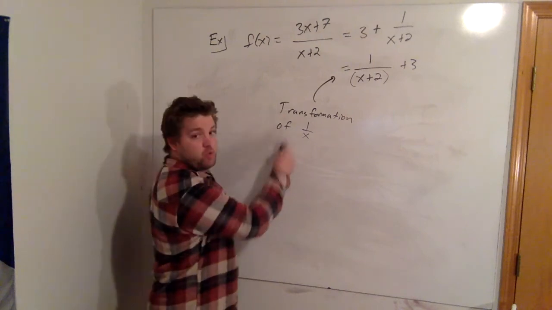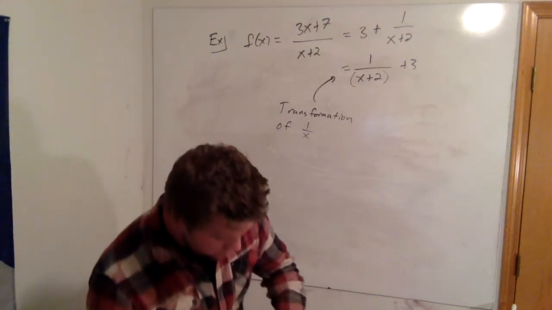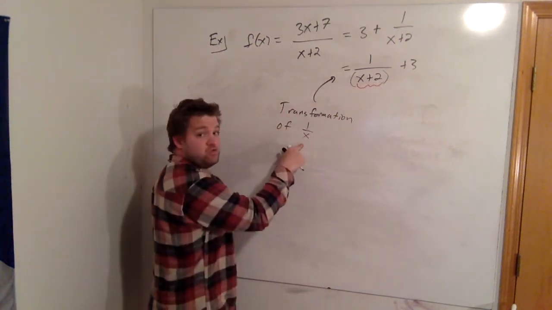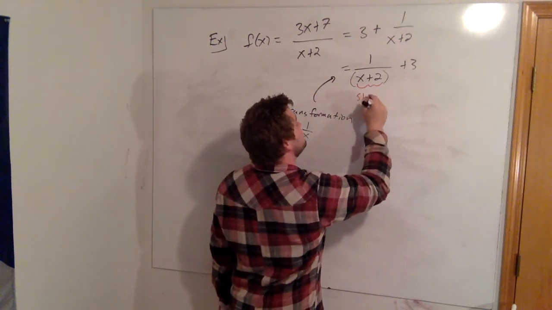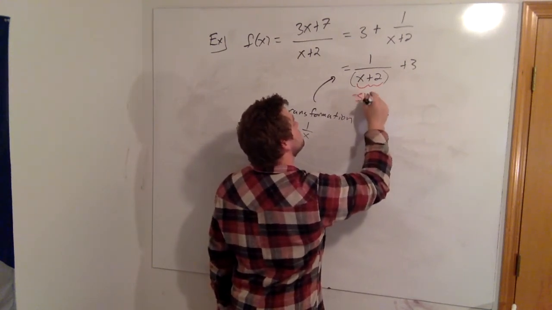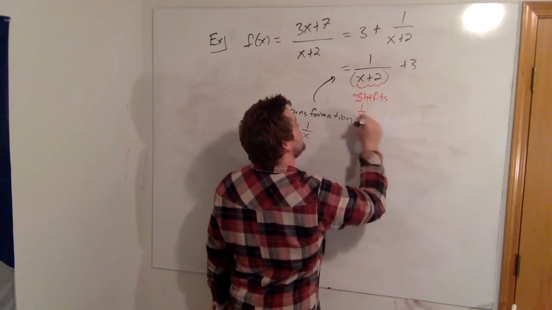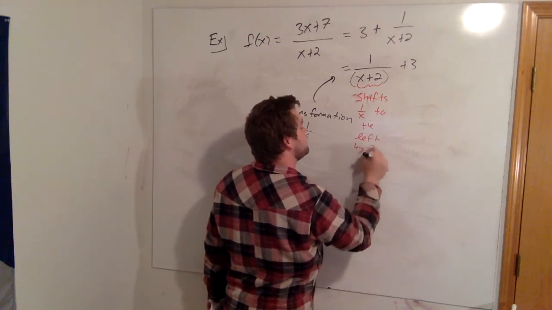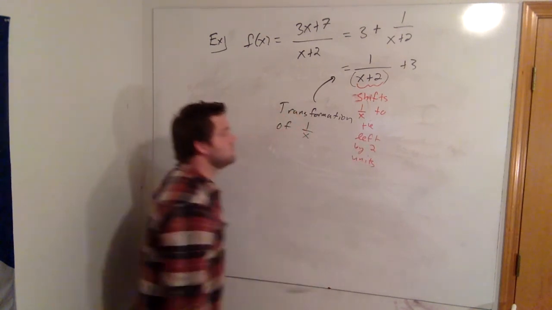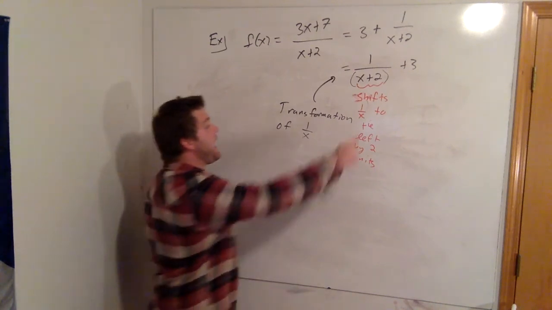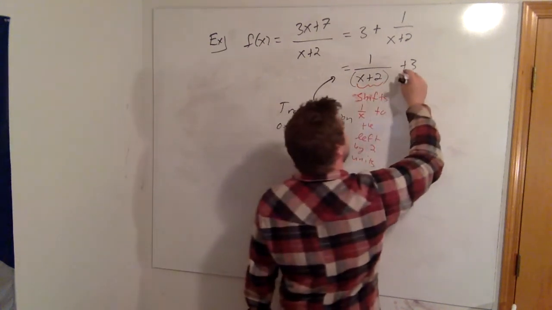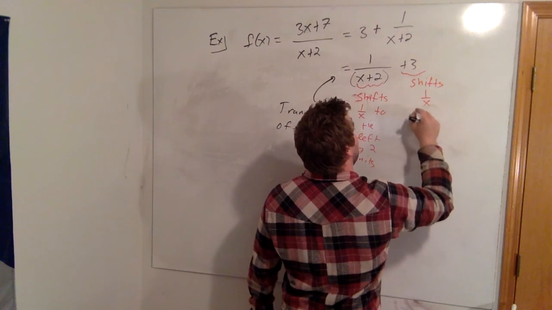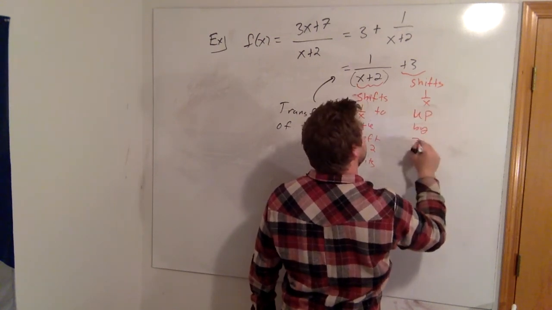Well, what have I done to 1 over x? Notice here, maybe in red, that I'm adding 2 to the inputs, so this shifts 1 over x to the left by 2 units. Now notice what else I'm doing. I'm adding 3 to the outside of this function. So this shifts 1 over x up by 3 units.